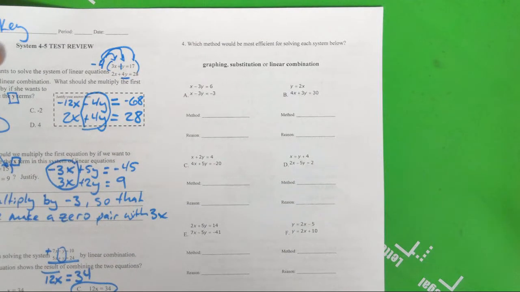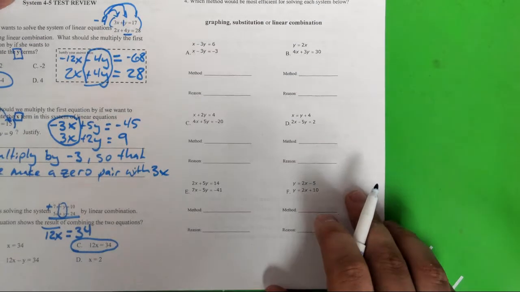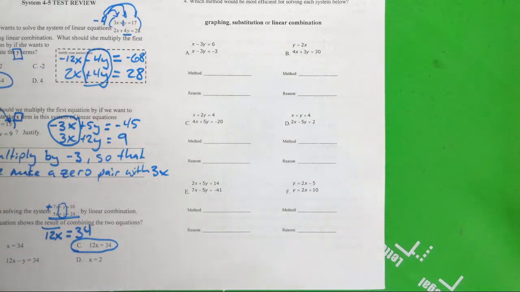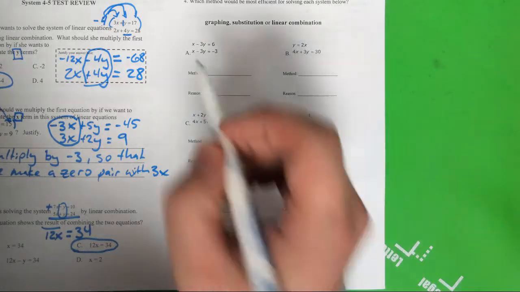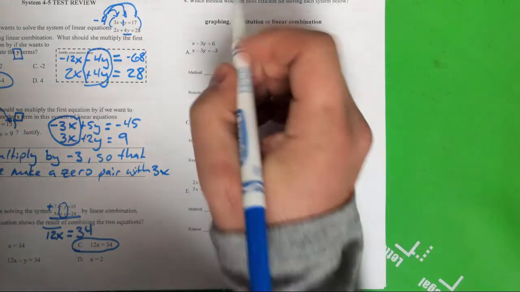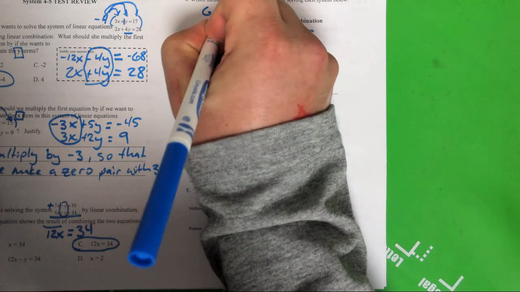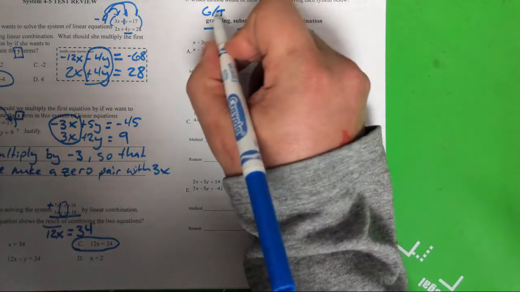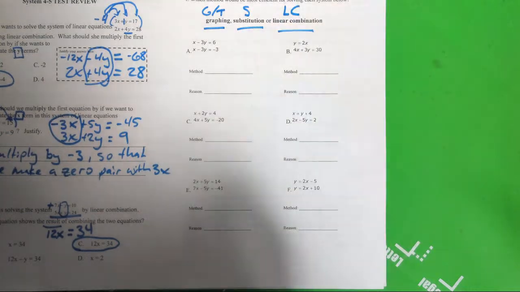Number 4, A through F. These ones are all about the best method. This is what we were working on Wednesday in class. We're looking at what a system looks like and what would be the best method of the 3 that we've used. We don't want to work too hard. I'll use our convention from Wednesday: graphing/tables is G/T, substitution will be S, and linear combination we'll use LC.